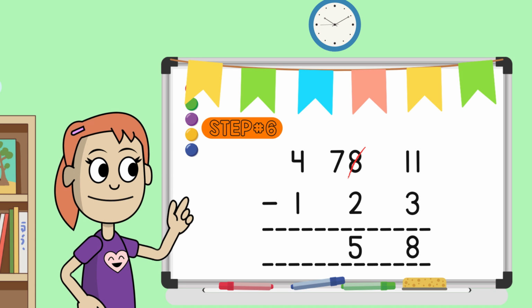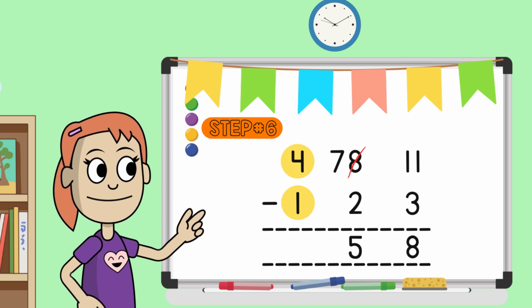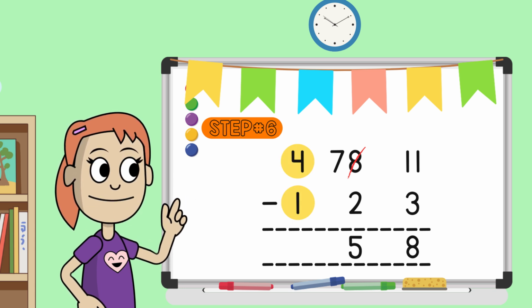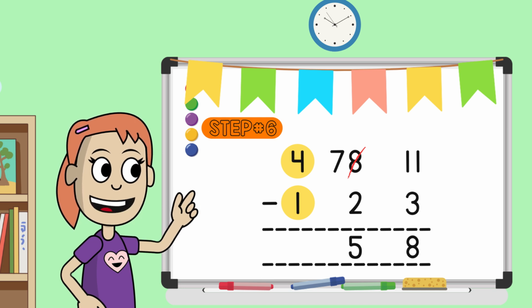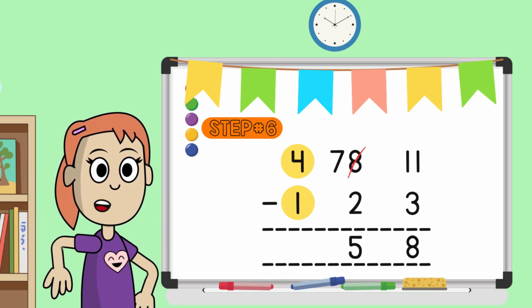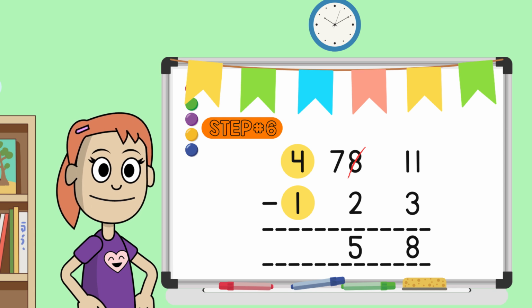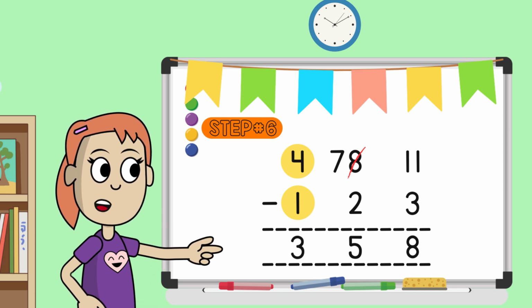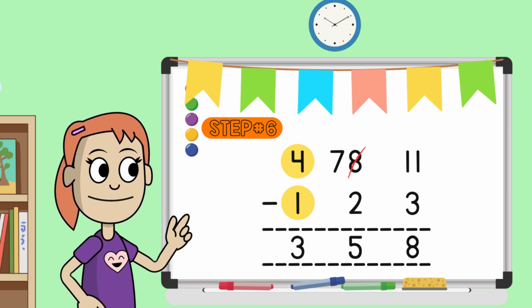Step 6. Subtract the hundreds. Finally, let's move to the hundreds column. You have 4 hundreds in 481 and 100 in 123. How many hundreds do you have when you subtract those? So we write 3 in the hundreds place under the line.